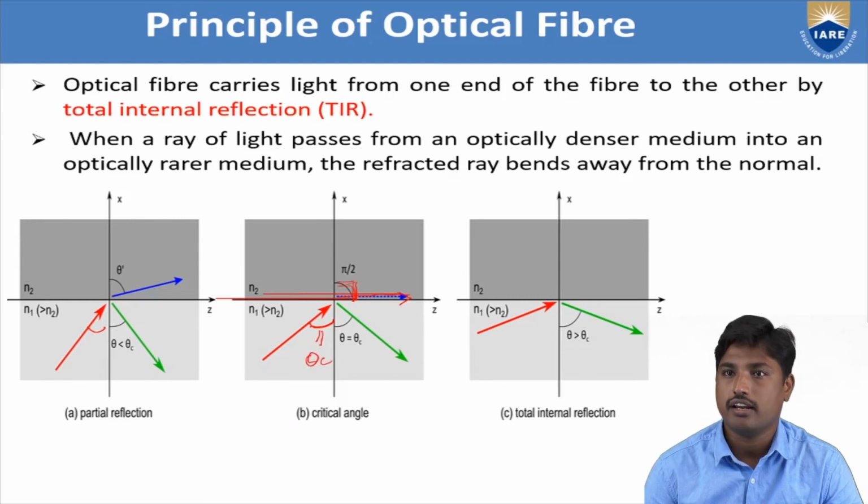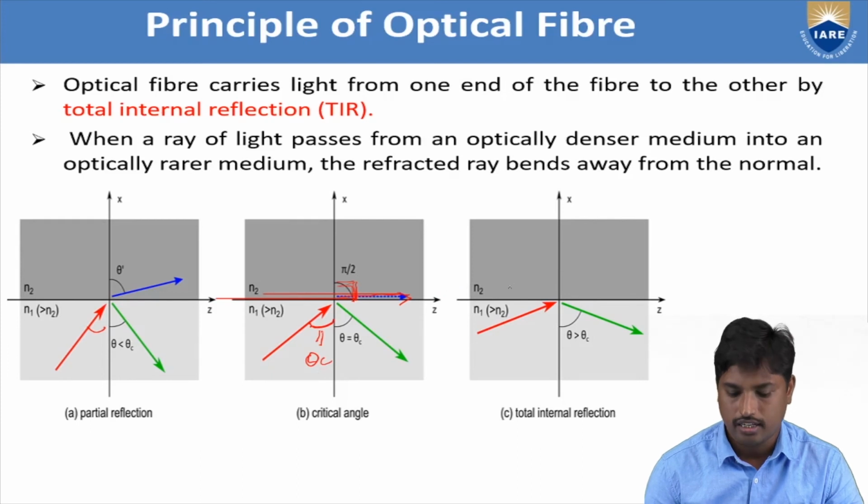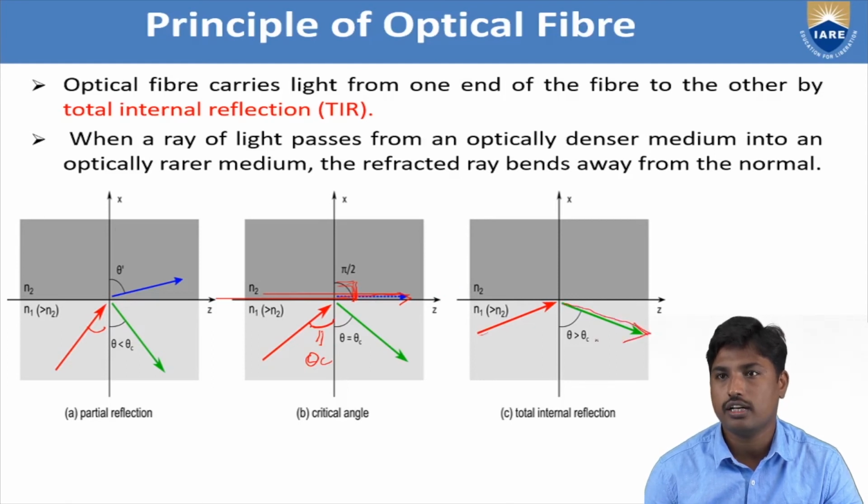Where the refracted ray grazes the surface of the two mediums, that angle of incidence we call the critical angle. After the critical angle, in the third diagram, the light ray is reflected back into the same medium. This is called total internal reflection. That is the condition to get total internal reflection.